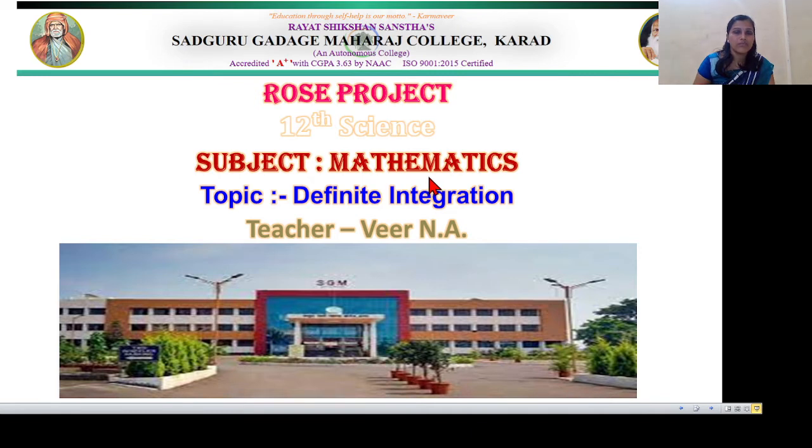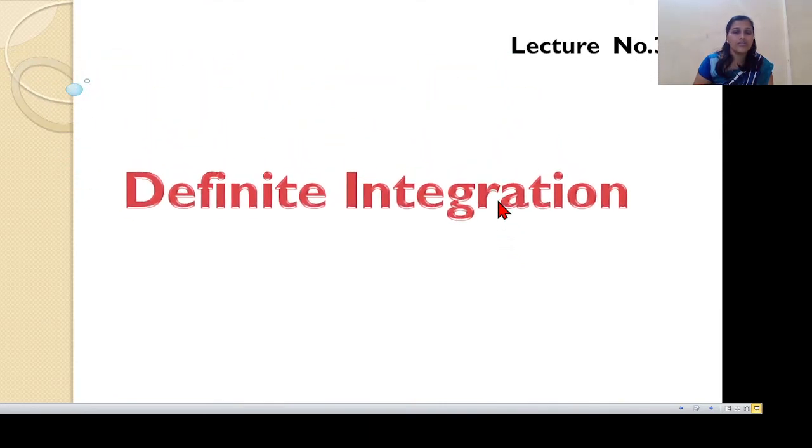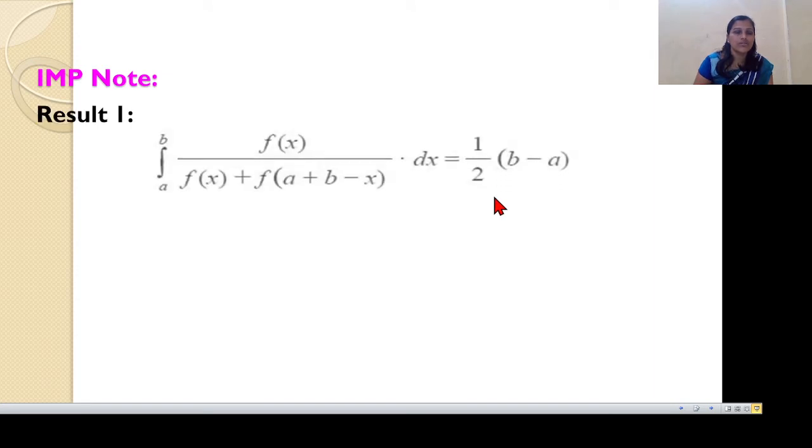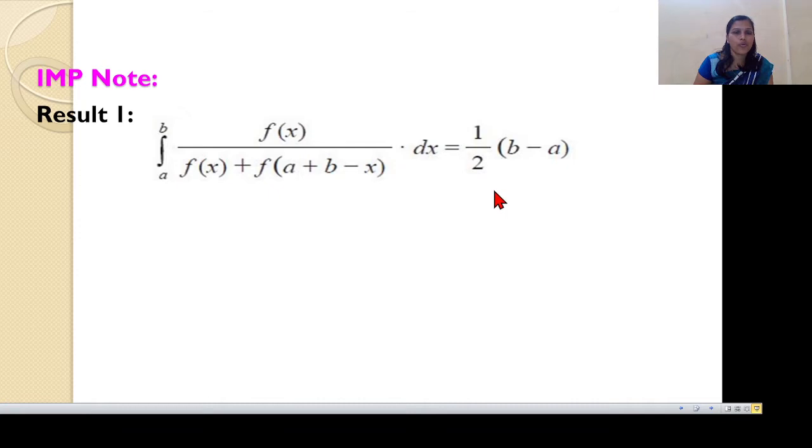In mathematics, my topic of representation is definite integration. Myself, V. Rene, I am from SGM College Karad, and this is my lecture number 3. My topic of representation is definite integration. In this lecture, we are going to see some typical results and problems based on those results.